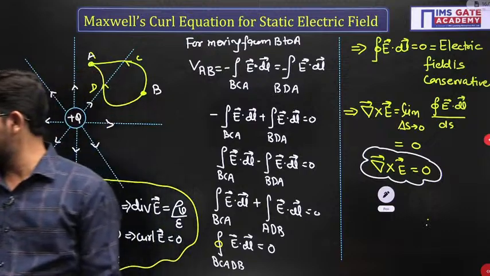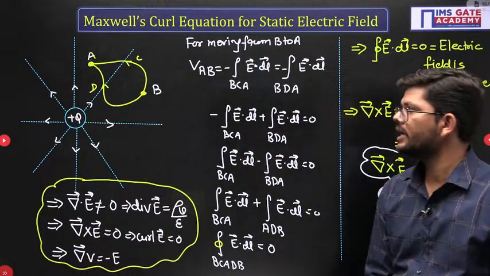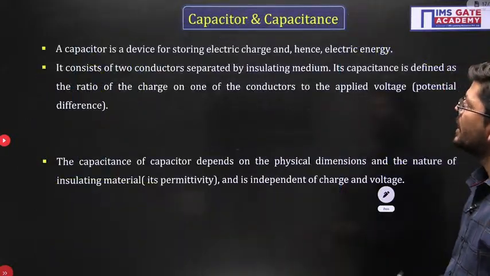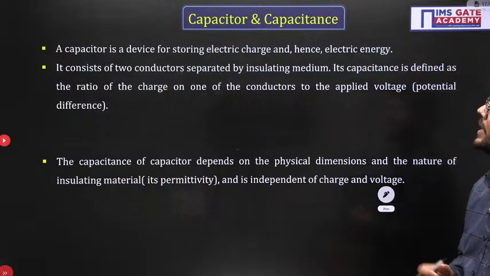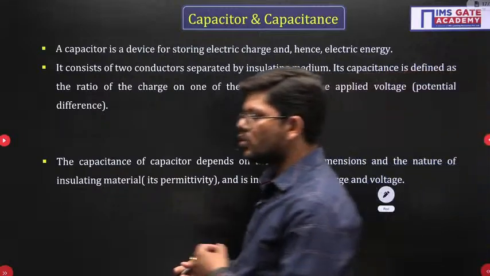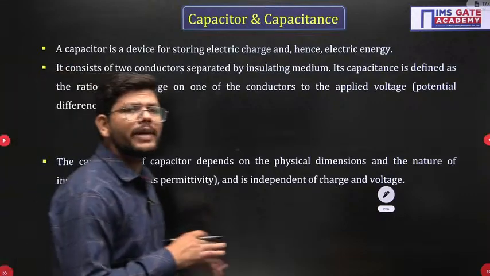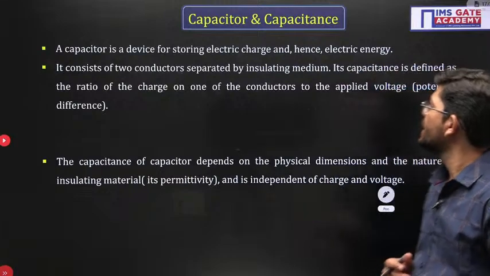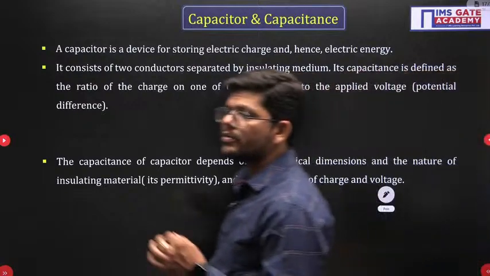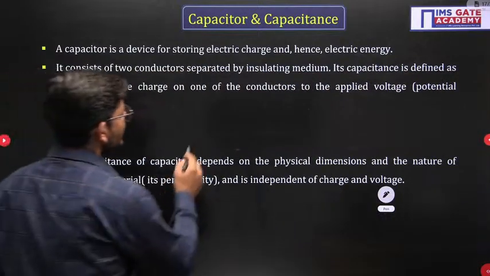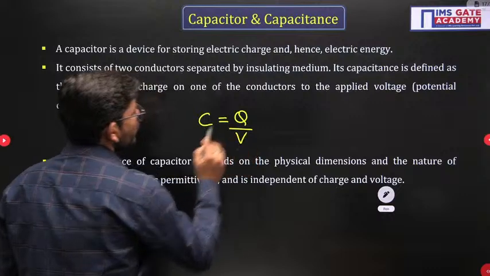Fine. So this is what we have seen about the potential, and in general about the electric field as well. Now another important concept of electrostatics is the capacitor and capacitance. A capacitor is basically a device that stores energy in the electrostatic domain. It consists of two conductors separated by some insulating material, separated by some distance. Its capacitance is defined as the ratio of the charge on one of the plates, or conductors, divided by the applied voltage, or C is equal to Q over V.